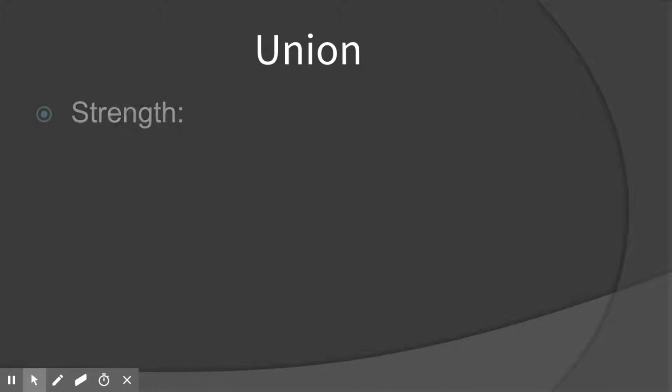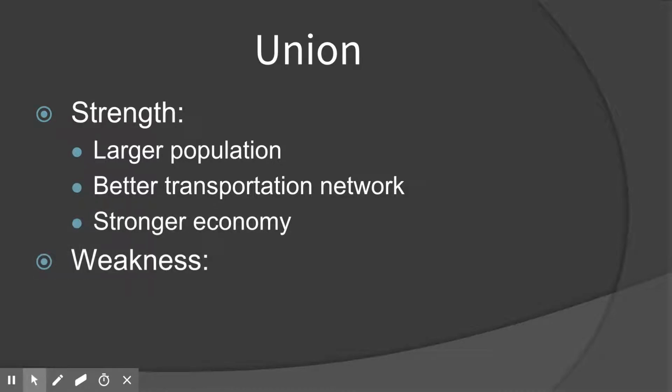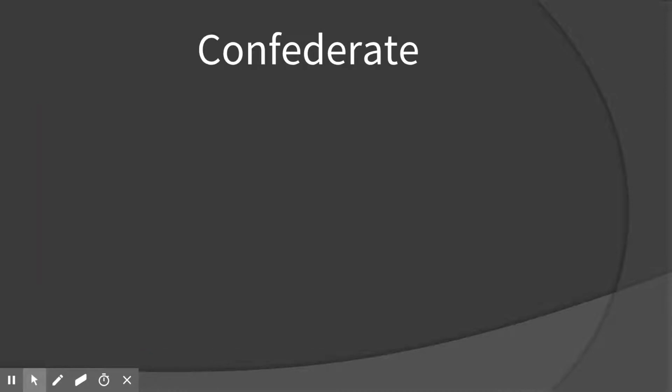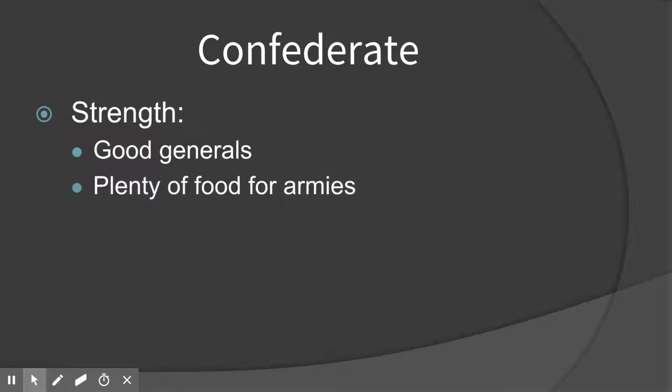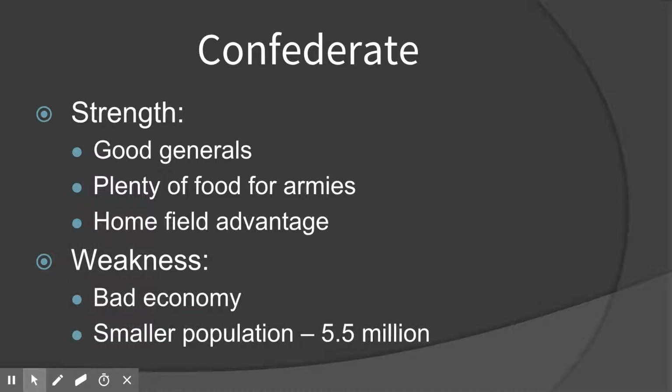The Union. So the strengths of the Union, again, we're looking at the notes there, that particular box. You should have written down that the Union has a larger population. They have the better transportation network and a stronger economy. The weaknesses of the Union, they're fighting in enemy territory, and they're being forced to travel long distances. The South, on the other hand, their strength would be their good generals. They have plenty of food for armies because they are growing it themselves, and they have home field advantage. Weaknesses for the Confederacy would be the bad economy and the smaller population. It's estimated that they had about 5.5 million people to draw an army off of. Furthermore, they have the smaller transportation network.